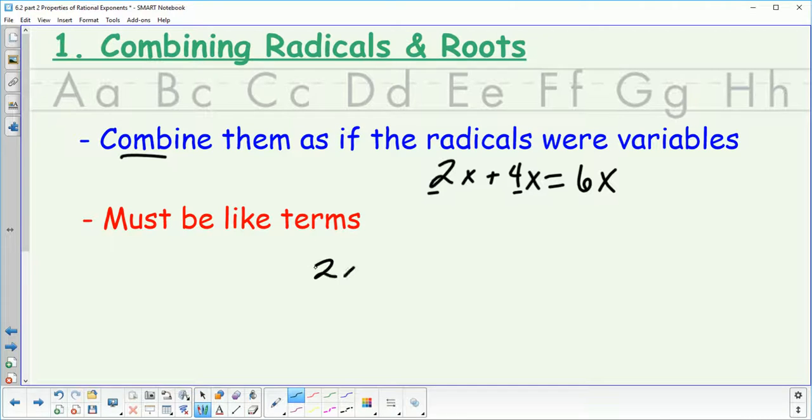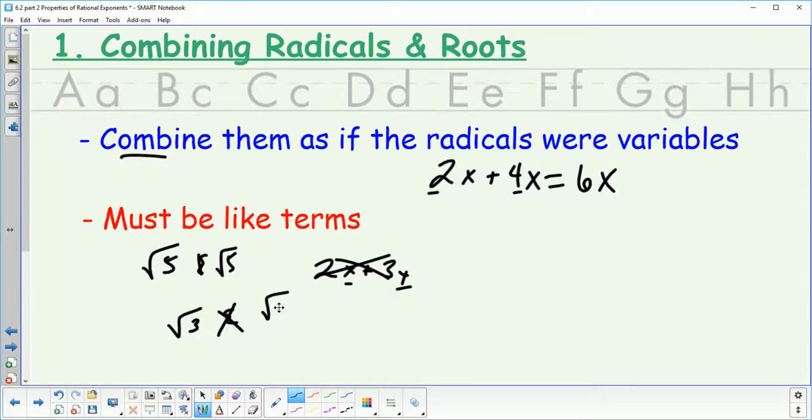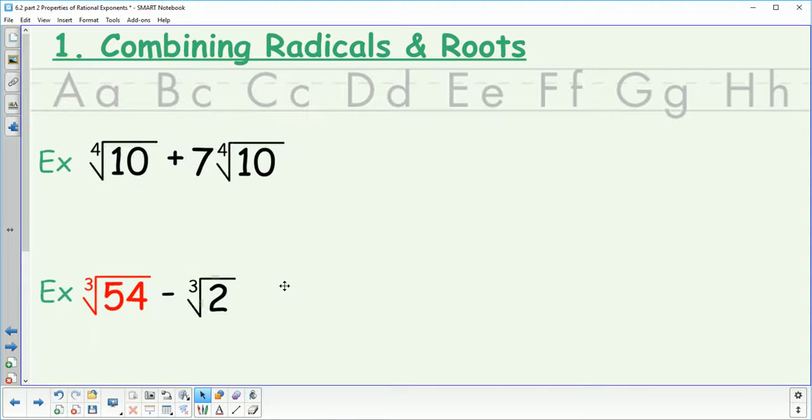For example, we couldn't say 2x plus 3y because our variables are different and those are not like terms, so we couldn't do anything. Changing that to radicals, that would mean a square root of 5 could only combine with another square root of 5, but a square root of 3 cannot combine with a square root of 2 because those would not be considered like terms, like variables. That's like an x and a y variable. So to show you a couple examples of that, I've got an addition example and a subtraction example.